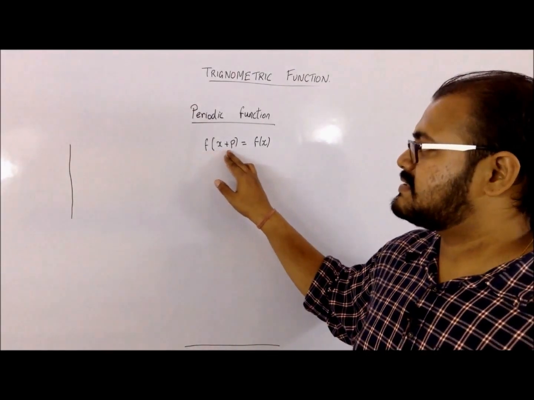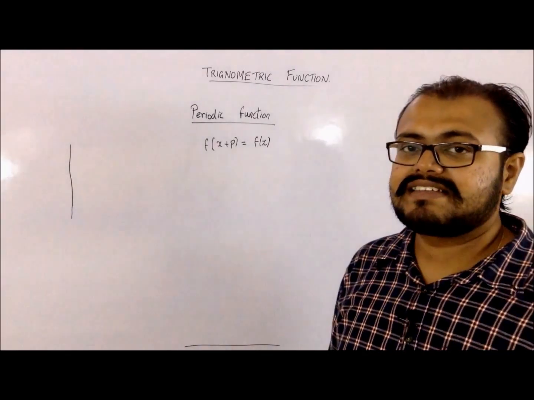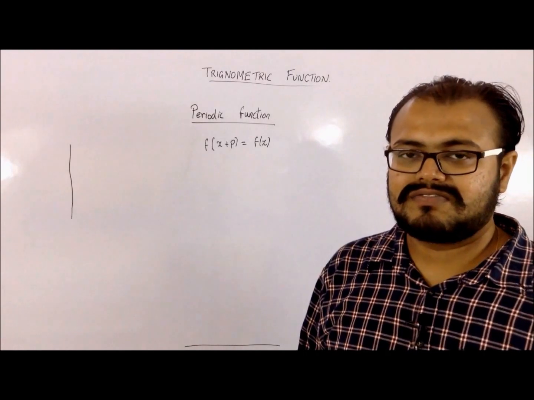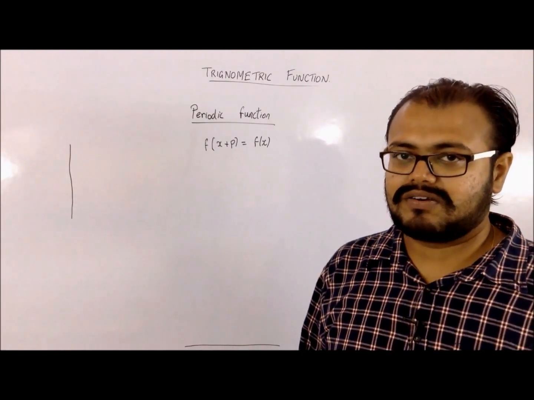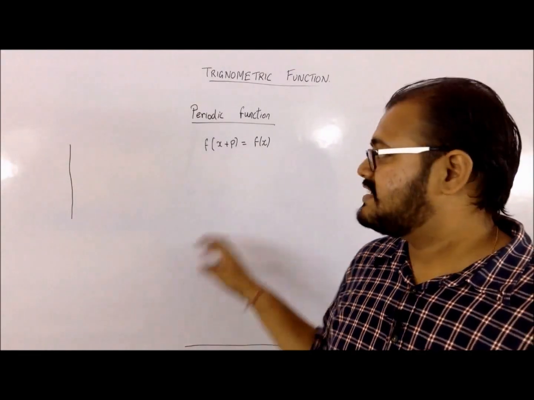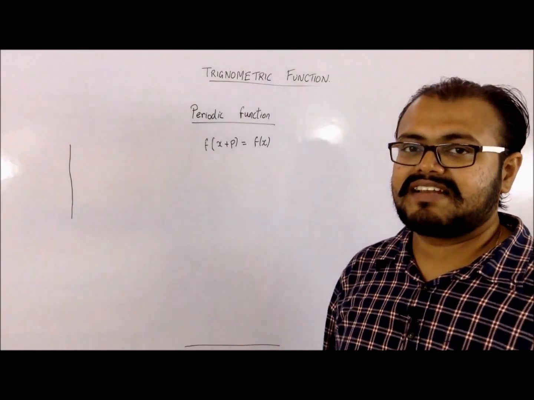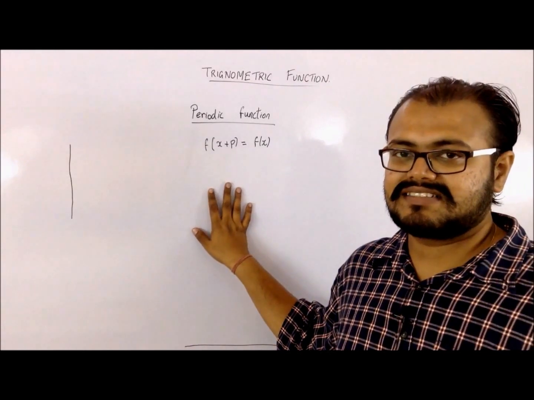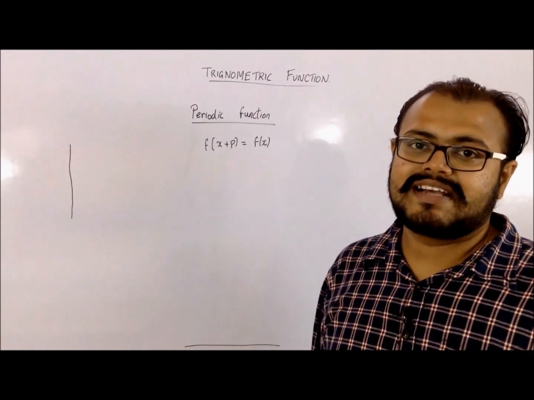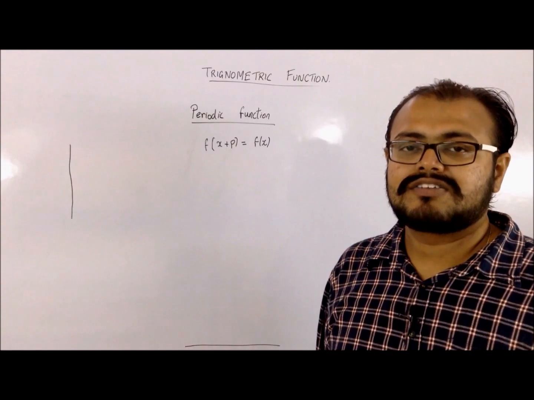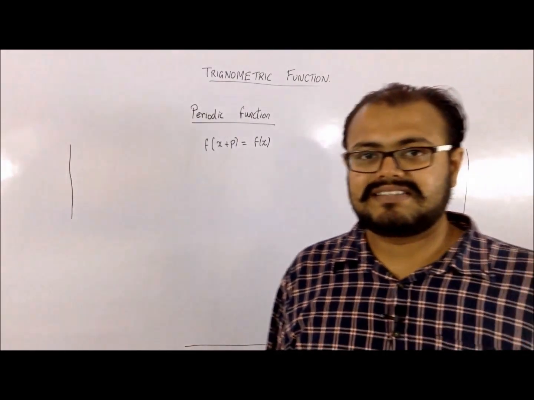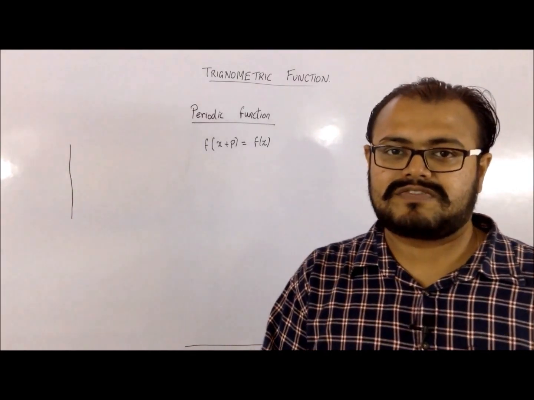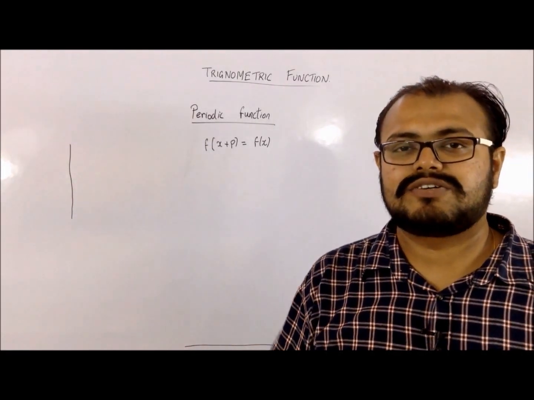So f of x plus p equal to f of x is the rudimentary definition to determine whether the function is periodic or not. If p has a least value, that is the least value for which this condition is satisfied, then that p is called the period of that function. So the period of a function means the minimum amount of time after which the function is going to repeat itself.